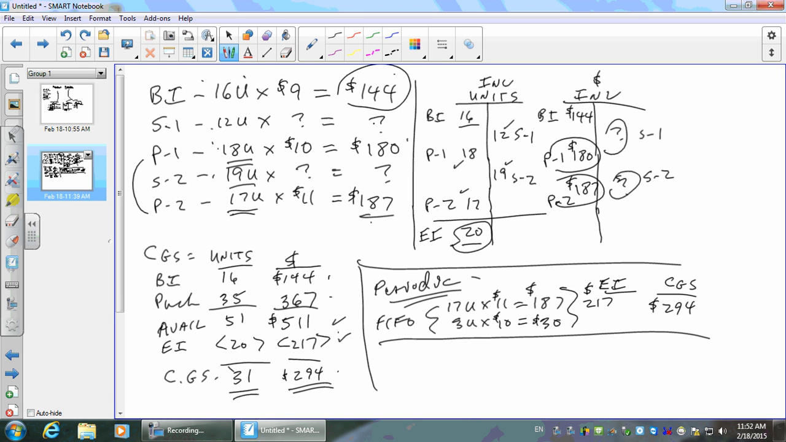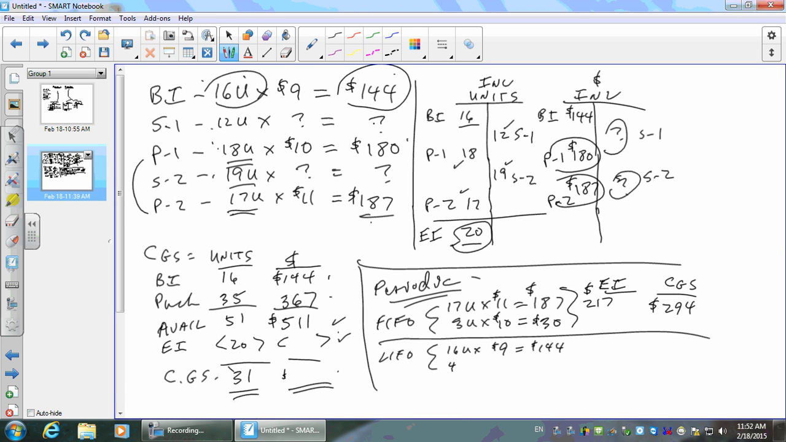Okay? Let's try periodic LIFO. Which ones am I going to keep, everybody? What's going to change? The ending inventory and therefore the cost of goods sold. Which units do I keep? Last in, first out, I'm going to keep the old ones. So I bet we still have that beginning inventory of 16. 16 units at how much? $9. How much is that, everybody? 144.